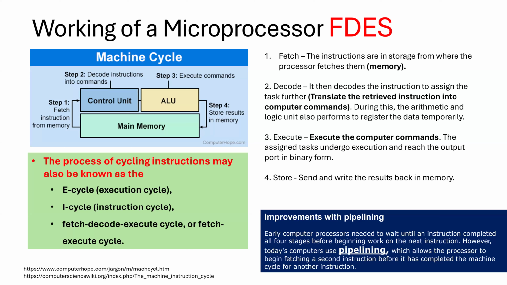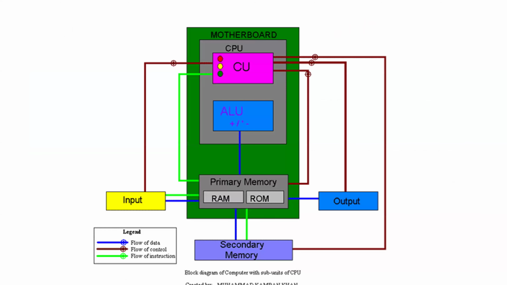I remember I told you that this goes by different names: E cycle, I cycle, fetch code, FDES cycle, machine cycle, whatever cycle it is. Now that we are dealing with time, that's why the idea of time is important in processing. All the lines you're seeing here are what we refer to as buses. I talked about the data bus, address bus, and so on and so forth. So you have the motherboard, the CPU, the arithmetic unit.